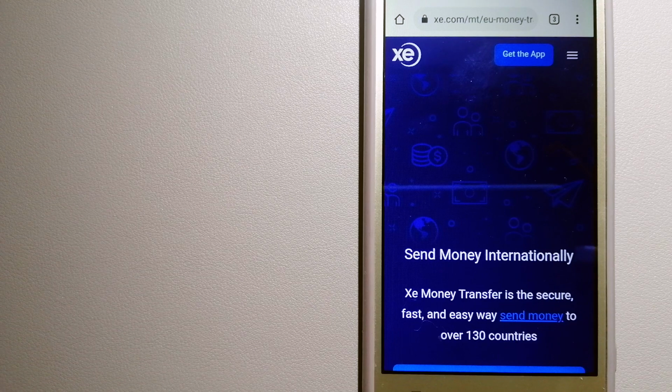Money transfer companies and governments change the rules all the time. So if one of these services is not available anymore, or if you know another reliable way to send money abroad, make sure to leave us a comment and let the rest of us know.